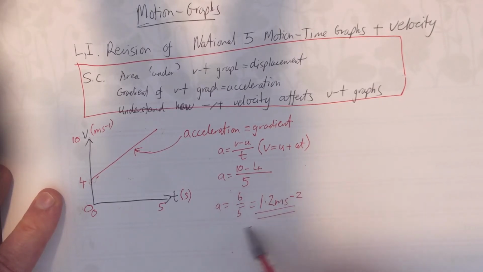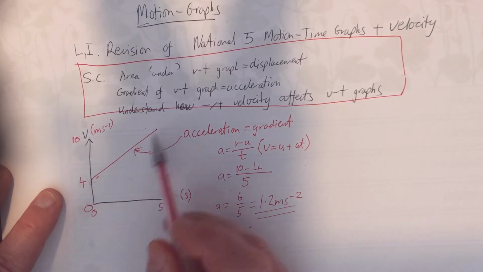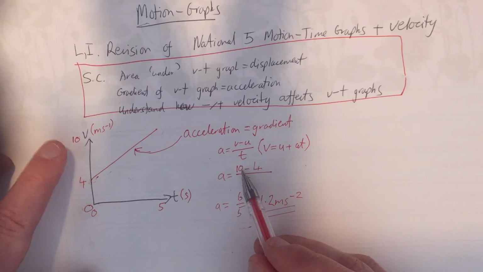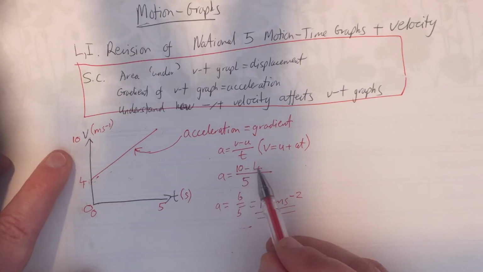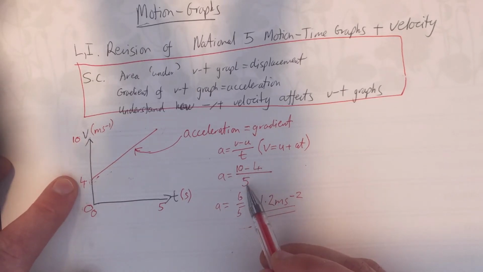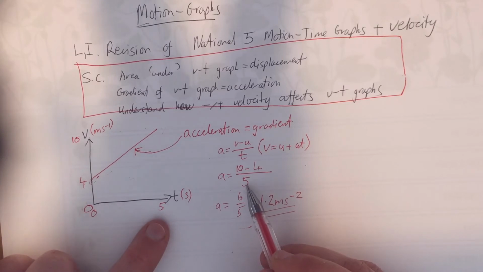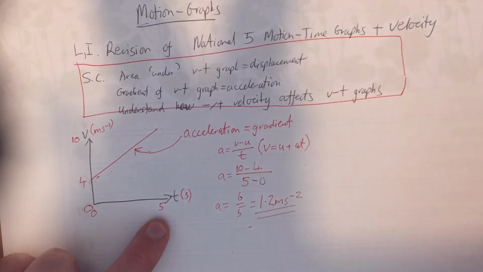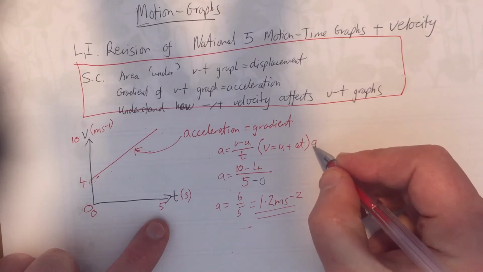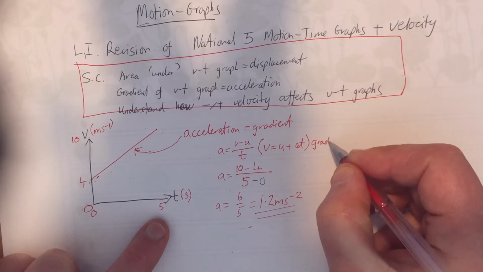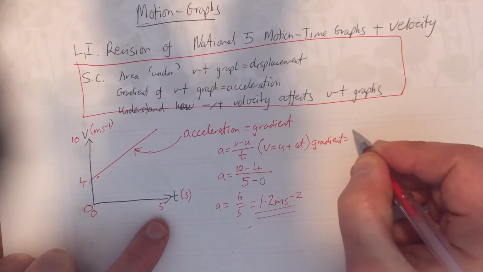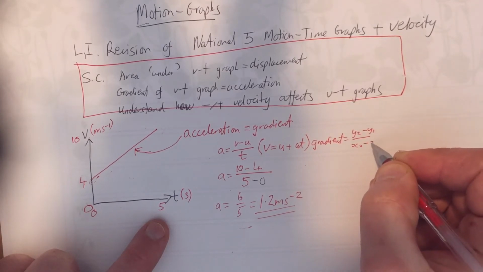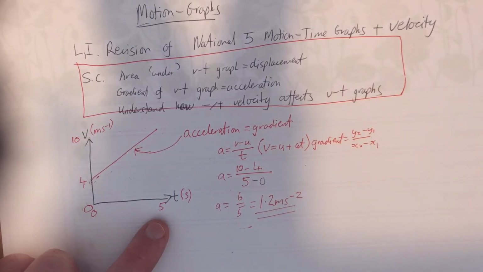Okay, so that's basically how we calculate the acceleration from a speed time graph. We could do it in terms of the gradient as well. This is effectively your y2, you're taking away y1, and this bottom line can actually be changed to 5 minus 0. So if you remember in maths, the gradient is given by y2 minus y1 over x2 minus x1, and that gives us the acceleration.